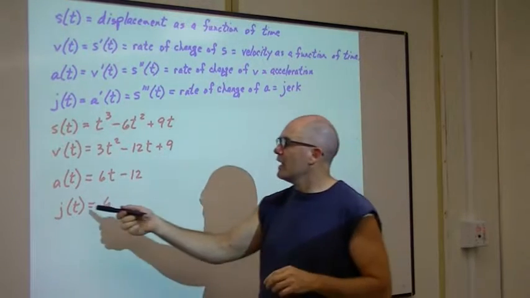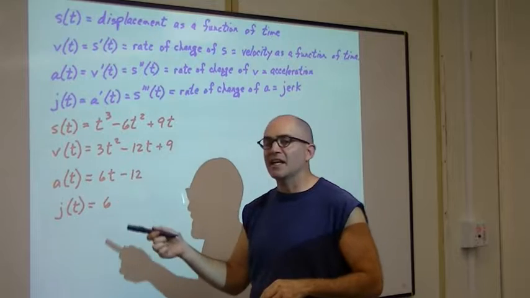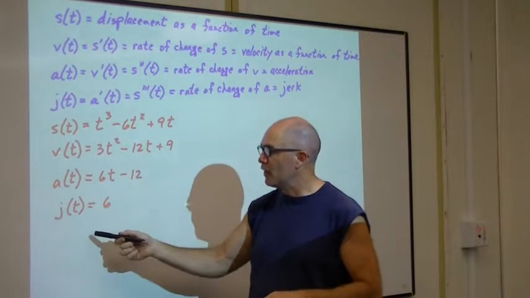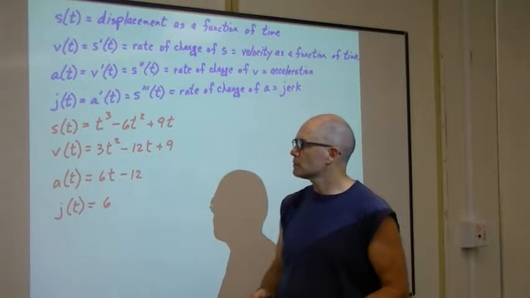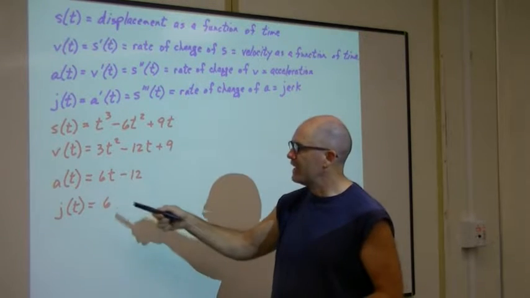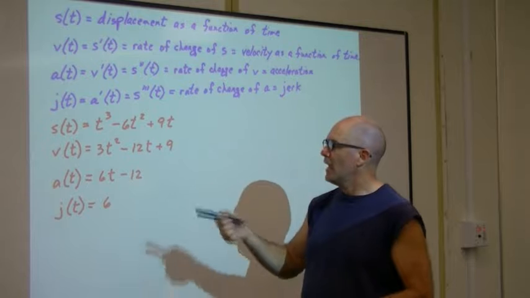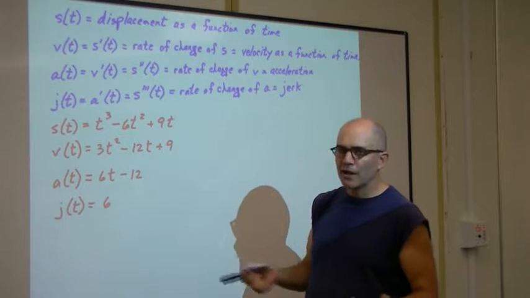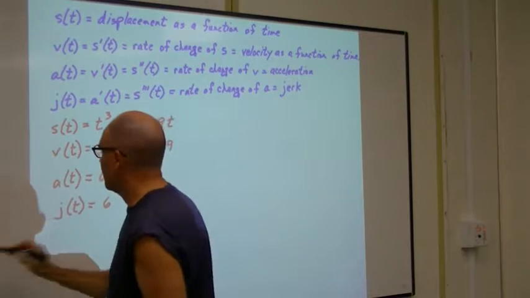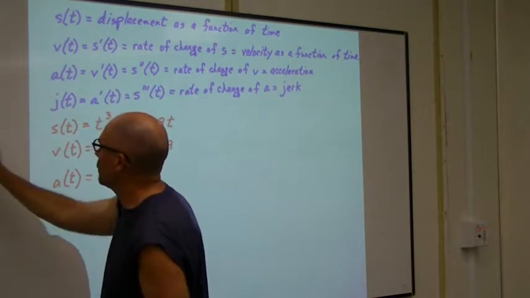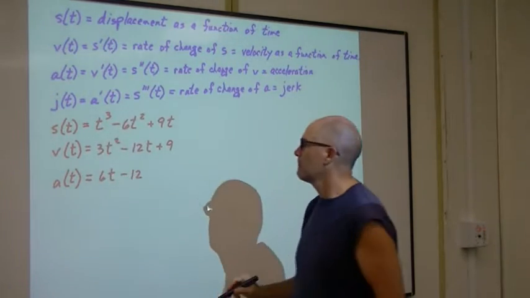So the jerk is going to be a constant 6. Now, if I took the derivative any further, every other derivative I would take would be 0. So once you get to a linear, every derivative after that will equal 0. Okay, that's what they asked us: find the acceleration at any time.